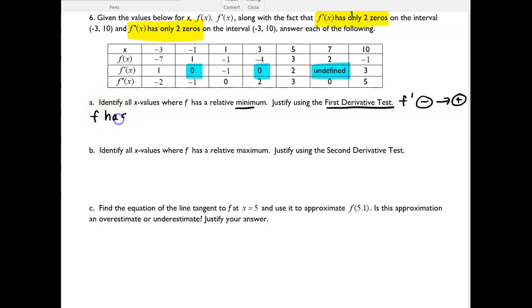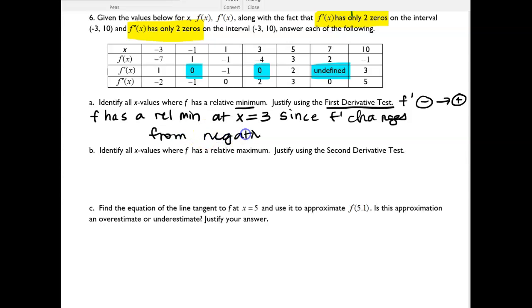So we will have to write our justification there for x equals 3. F has a relative min at x equals 3 since f prime changes from negative to positive. Make sure you're using the words and not the symbols. The symbols are okay for us when we're taking notes or jotting things down, but use those words in your justification.